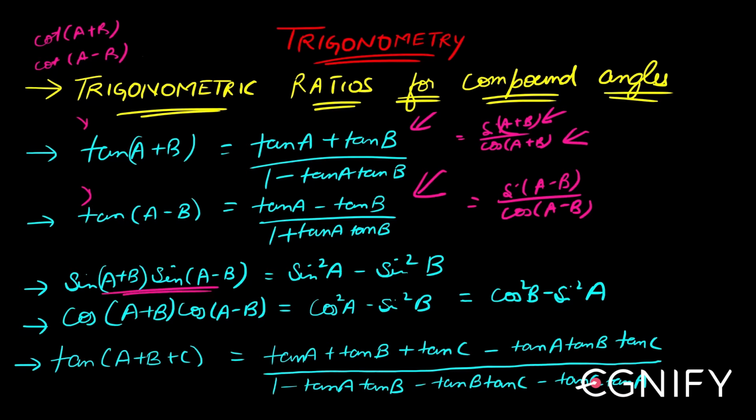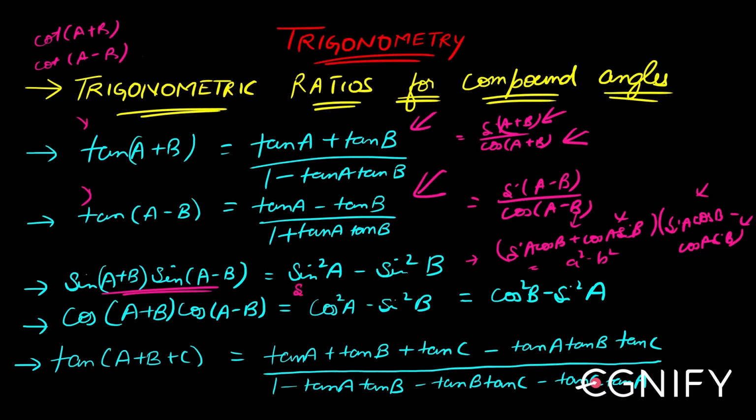Sin(A+B) into sin(A−B). You know the formulas for sin(A+B) and sin(A−B). So you will write sin A cos B plus cos A sin B into sin A cos B minus cos A sin B, right? So it is (a+b) into (a−b) form. So you'll write this in the form of a square minus b square.